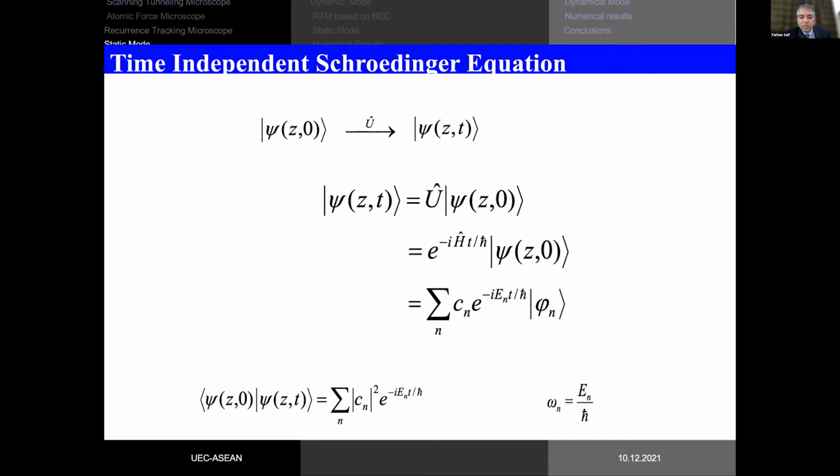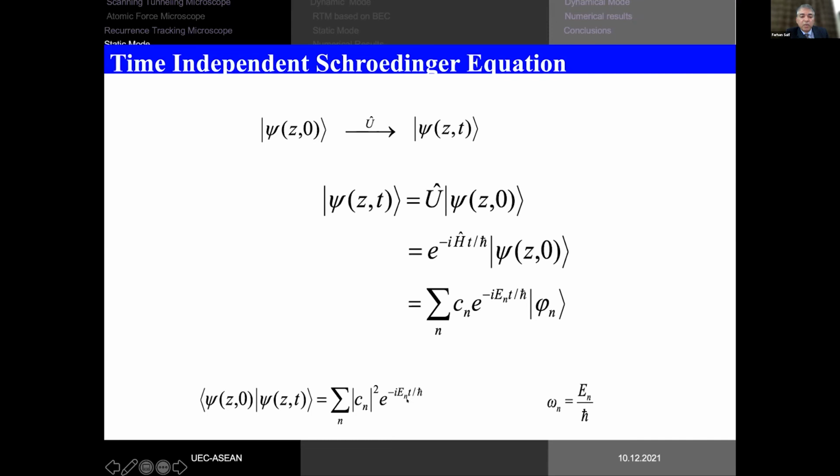The first terms talk about the weighting factor, or probabilities, of finding the atomic wave packet in the nth state, and then we have E_n t divided by h bar in the exponent, which basically corresponds to the frequency. So here we have a simple description of the autocorrelation function which provides us the evolution in time.